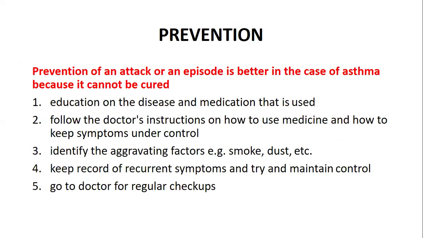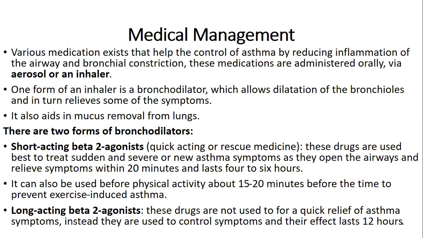Number one, education on the disease and medication is very important so that the person understands why they have to undergo whatever you are telling them to do. Once they understand, it will be easier for them to follow through. Follow the doctor's instructions on how to take and use medications and how to keep symptoms under control. Identify the aggravating factors such as smoke, dust, environmental risks, and all those other risks that we have talked about. Keep a record of recurrent symptoms and try to maintain control. Go to the doctor for regular checkups. These are some of the things that are supposed to be done for prevention.